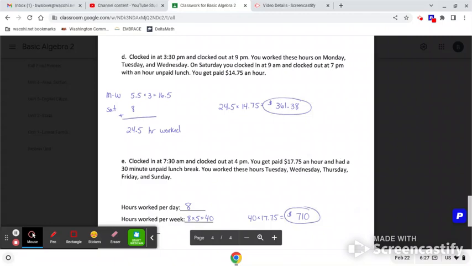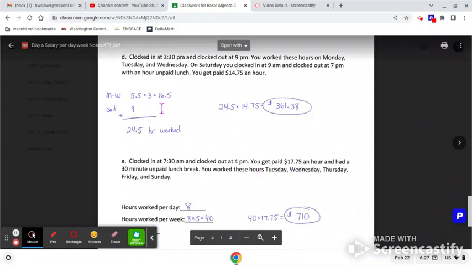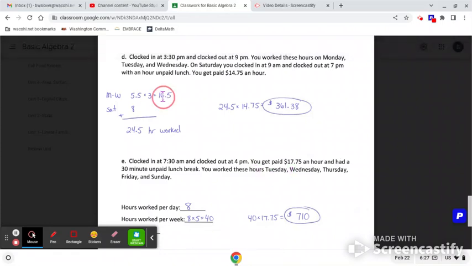So Monday through Wednesday, I worked 5.5 hours, and I worked that shift for 3 days. So that gave me 16.5 hours. But I also worked on Saturday, and Saturday I worked for 8 hours. So that week, I'm going to add the 16.5 and the 8 together, and I end up getting 24.5 hours. So then I multiply that by my pay rate, and I get $361.38.